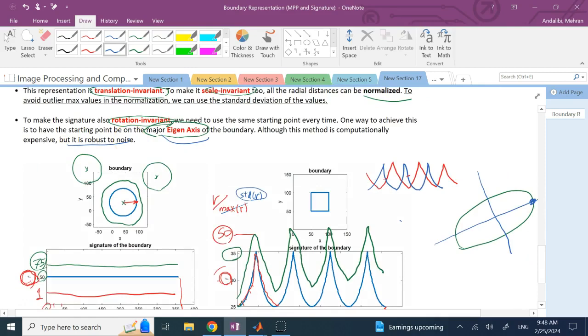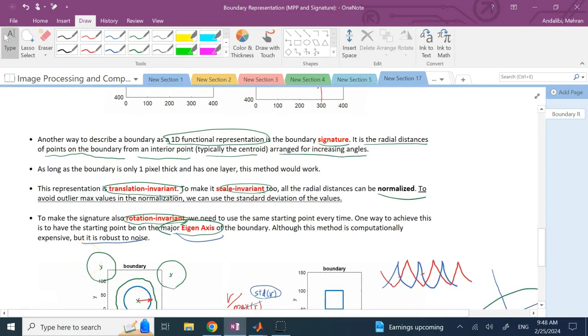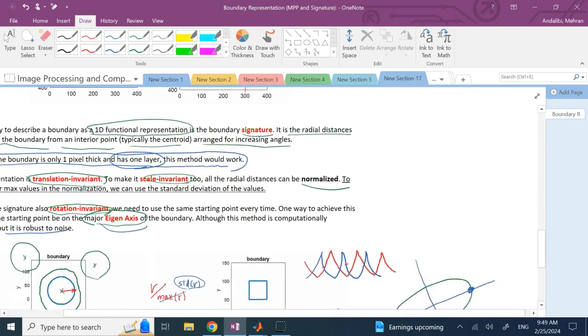One last thing I need to emphasize about this signature method, and then go and show you the code, is the important thing is this, that the edge map should only be 1 pixel thick, and it has 1 layer. That is very important.